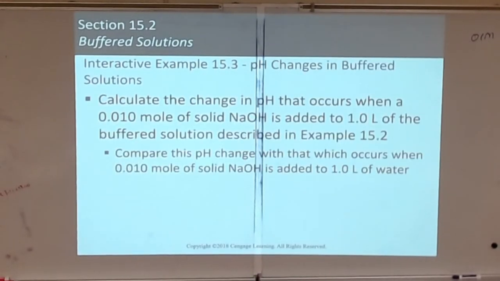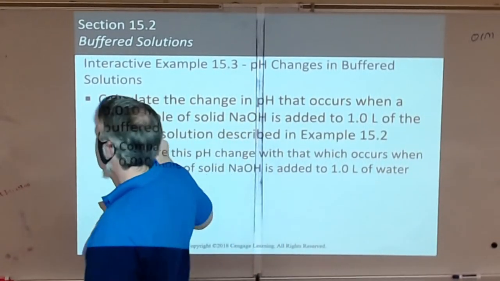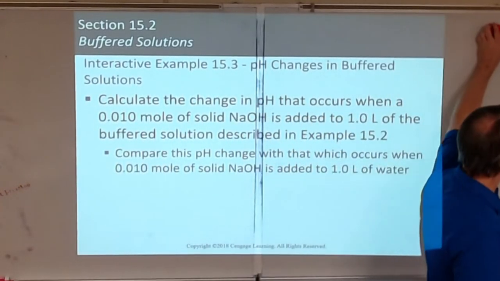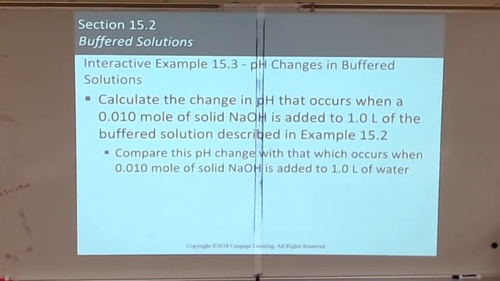So now let's calculate the change in pH that occurs when 0.01 mole of solid sodium hydroxide is added to 1 liter of the buffered solution that we just made. So you guys have those numbers, right? We just gave you an example about the acid. Now I want to do the same thing, except with a base. We're going to add 0.01 moles of sodium hydroxide to 1 liter. Why did we use those numbers?